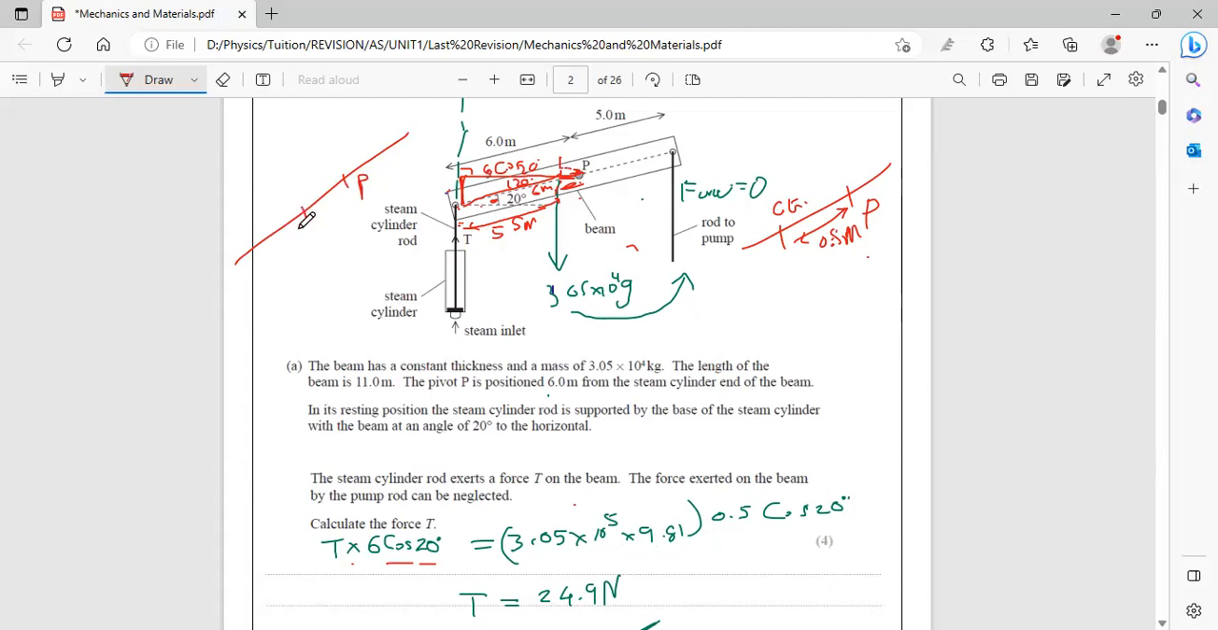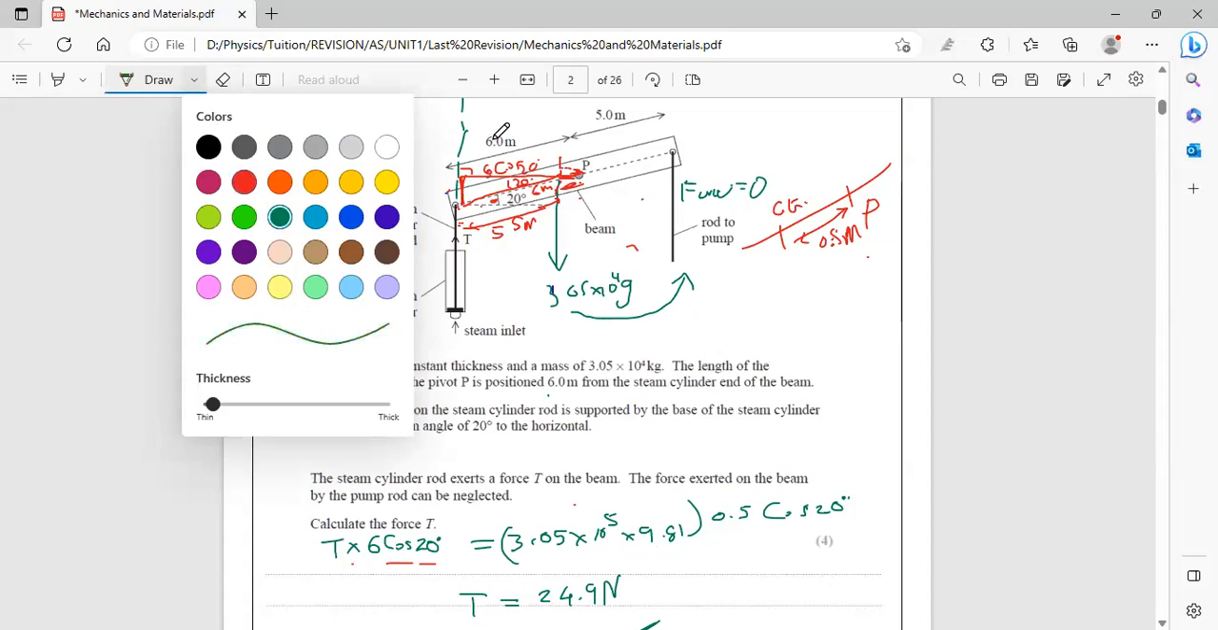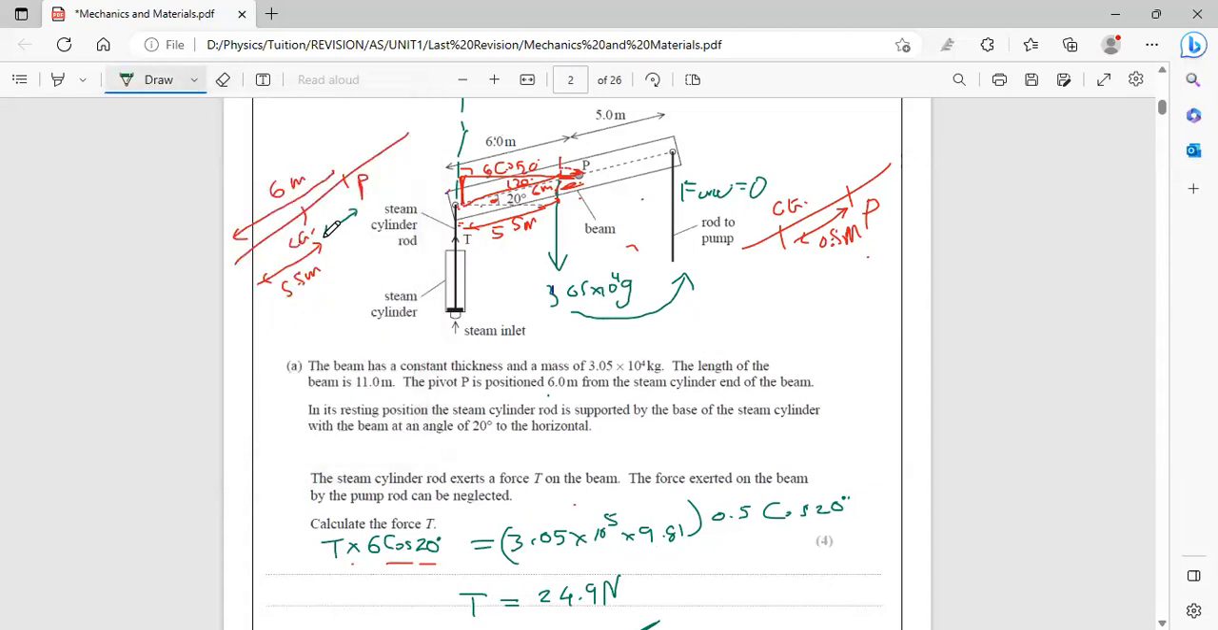P is here. Center of gravity is here. Distance to P from the corner is 6 meters. Distance to center of gravity from the corner is 5.5, right? So then distance from P to center of gravity would be 6 minus 5.5, 0.5 meters, right? So the perpendicular distance from P to line of action of weight would be 0.5 cos 20.